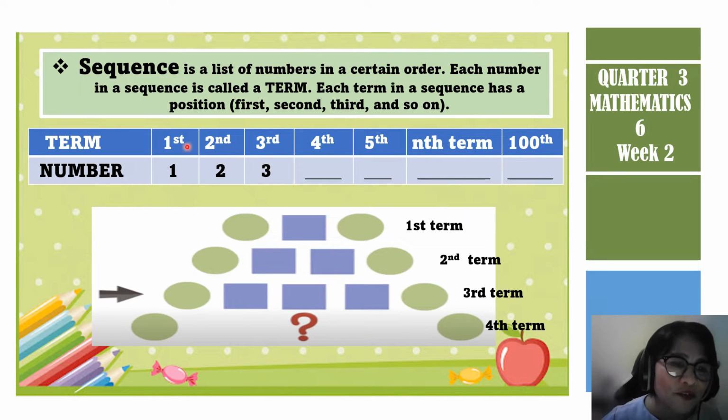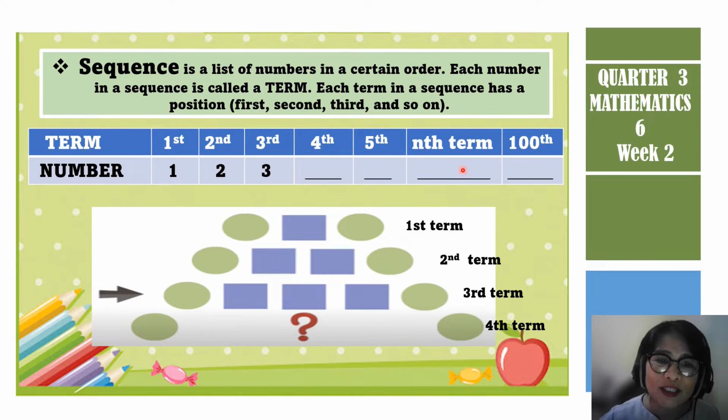So, sa under first term, meron siyang isa or one square. On the second term, meron siyang dalawang square. And on the third term, meron siyang 3 square. Ngayon, nawawala yung pang-apat na sequence. Yan ang hahanapin natin. Hanapin na rin natin pati yung pang-5.